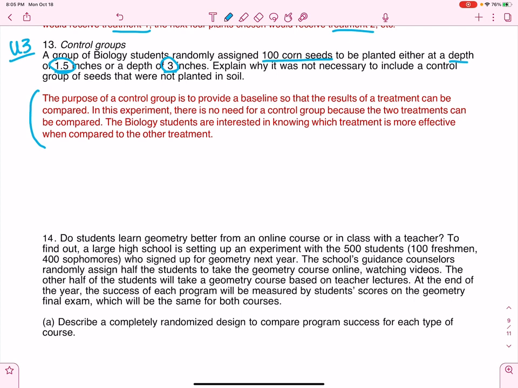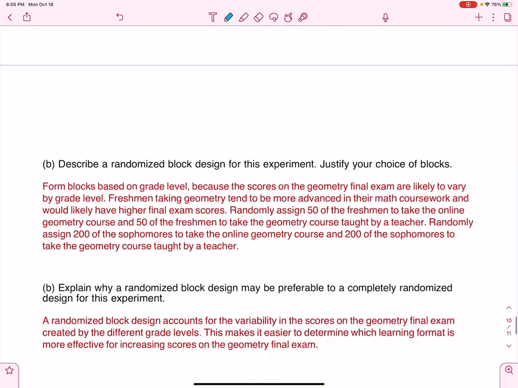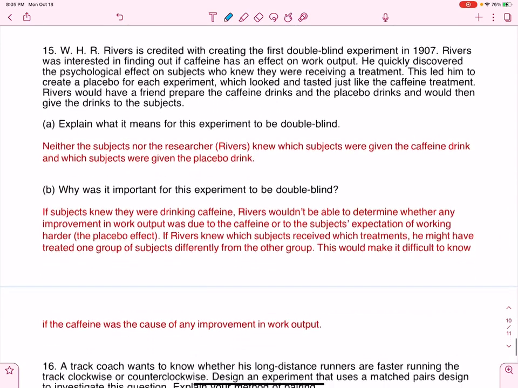But for this particular situation, we're not told there's a control group. There's not any indication that we need one. We are just comparing corn that is planted at 3 and 1.5. All right, so now let's skip down to example 15. So pause the video and read this so you'll know what's happening here.